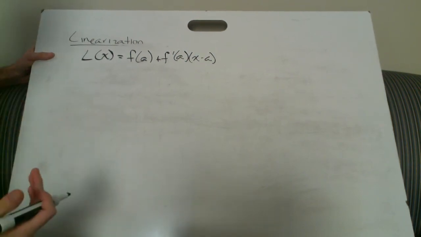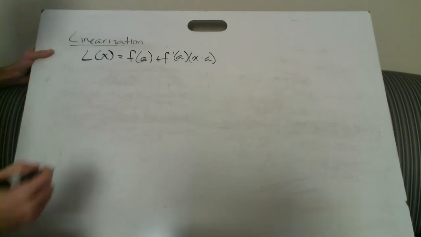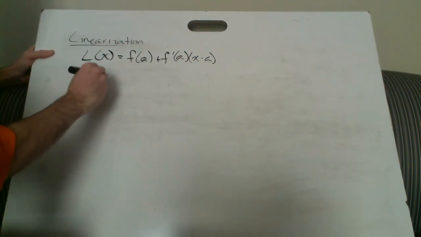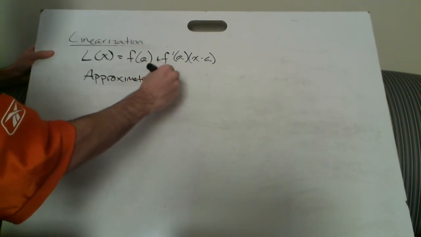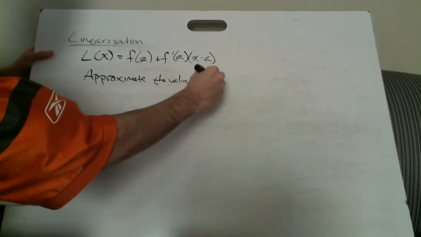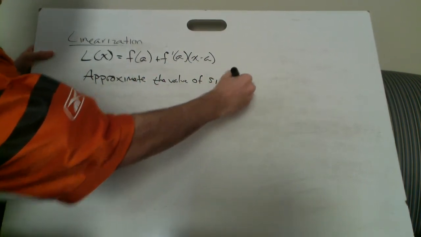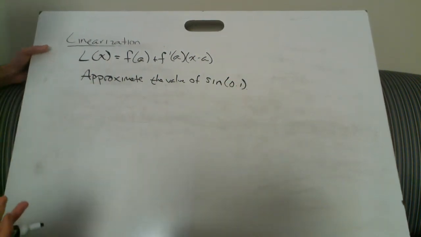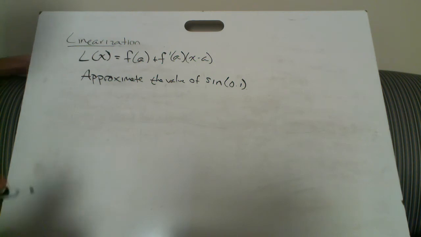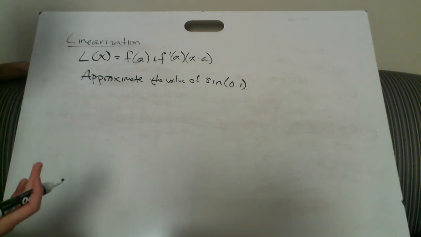So here's a typical question that you might see in a linearization section. Approximate the value of sine of 0.1. Now, here's what I'm thinking. Oh, sine of 0.1, that's probably pretty close to sine of 0. And I know sine of 0 is just 0, right?